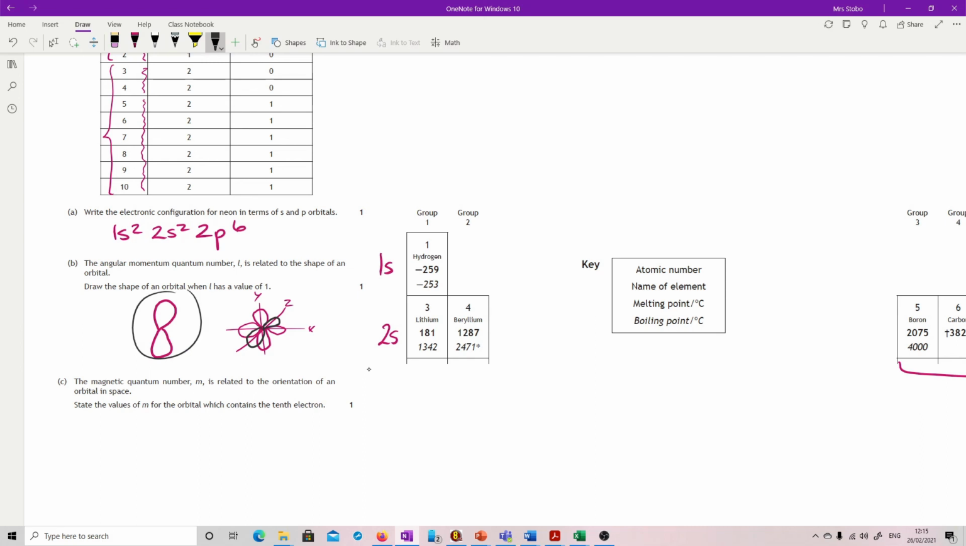Okay, magnetic quantum number is related to orientation. State the values for m. So this was your p orbital, and so your p is your x, y, z, but that's not the value. The value that you put down is -1, 0, or +1. Okay, and that's it.